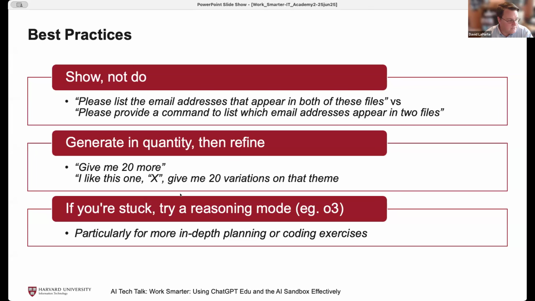Generate in quantity and iterate. And then if you're stuck, try reasoning mode. And this goes back to the default model. The default model is default for a reason.